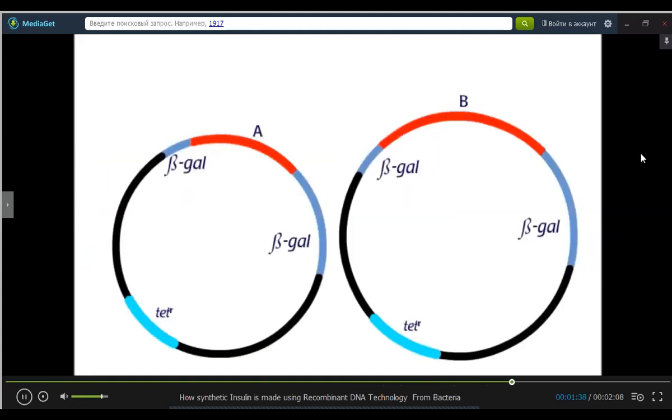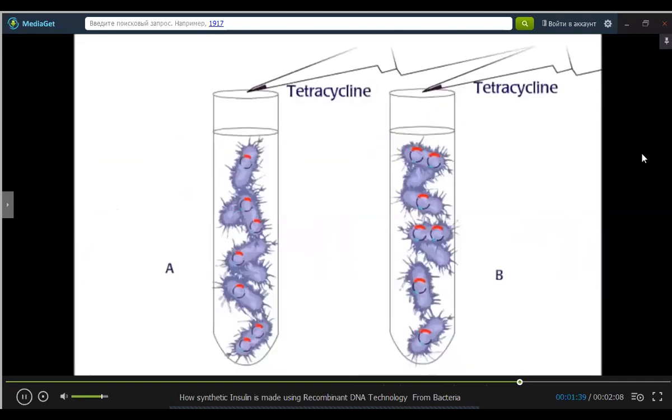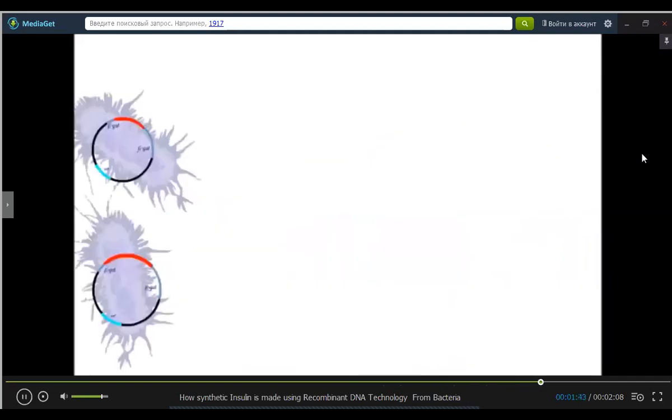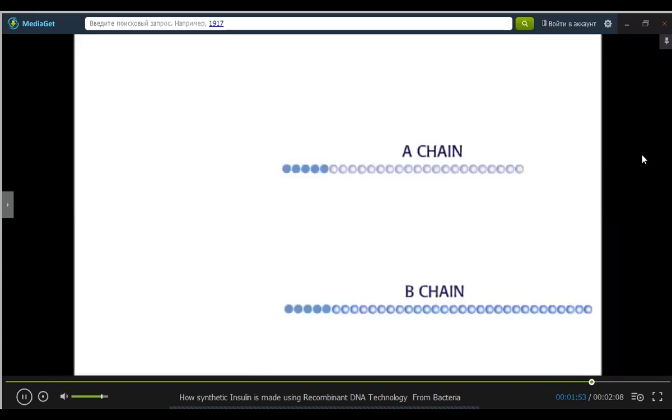Tetracycline is added to kill off any untransformed bacteria. The transformed bacteria are grown. Then the beta-galactosidase and insulin fusion protein is harvested and purified. The beta-galactosidase part of the protein is cleaved off and discarded. The two protein chains are finally mixed into insulin, made from bacteria.